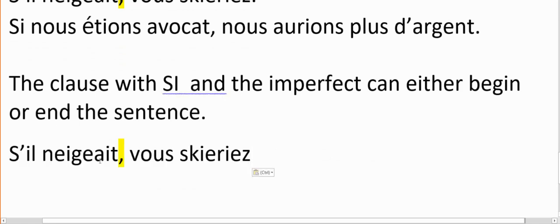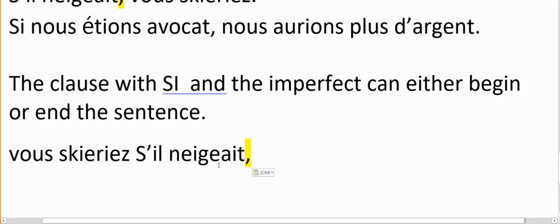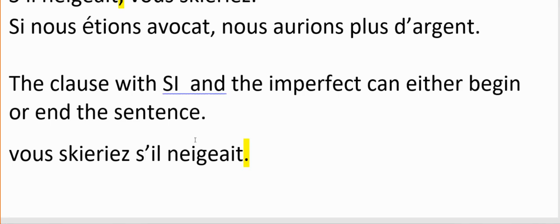So, you see here, s'il neigeait, vous skierez. Okay. Now I can just take that one here and put it after, right? You see here, I put it after. Now we have a period at the end. Now here, you don't have to put the comma. Vous skierez s'il neigeait. I hope you see that difference. You would ski if it was snowing. That's all you need to know about this lesson, C plus imperfect tense. Okay.